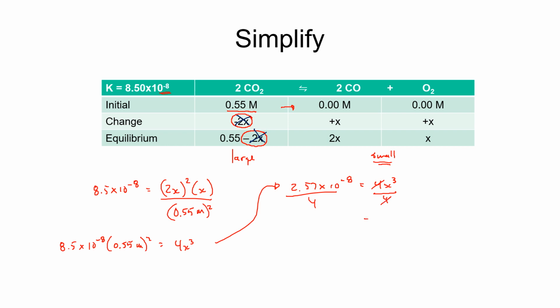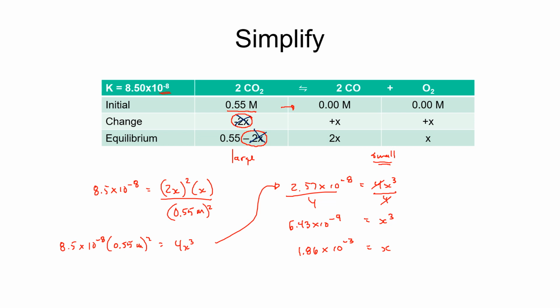4's cancel out. We end up with x cubed divided by 4 equals 6.43 times 10 to the negative 9. Then we take the cube root of both sides, and you end up with 1.86 times 10 to the negative 3. So there you go. A very small change, which would be negligible if you plugged it in for that value.